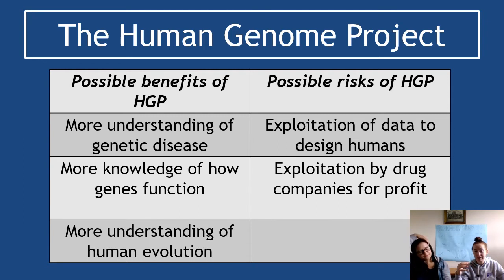Although in terms of the risks, it is the exploitation of data to design humans. You know what it's like with data these days. Everything is protected, everything is important. People don't like it being shared. It's a massive data risk, essentially. And also, it can be really, really easy for drug companies to actually exploit this and use it for profit. If we're finding out more about genetic diseases, they can, and then in terms of different medications and things to try and help prevent these, that is massive for drug companies. If they can use this information to make a drug, they can then sell it at ridiculous cost to then make a massive profit from it, which is not really what we want to do.